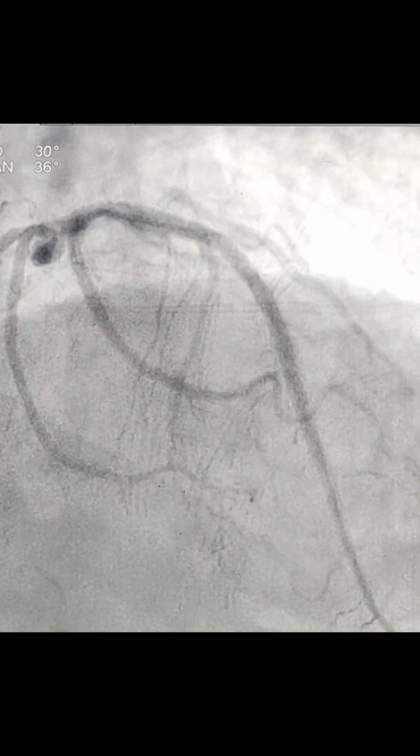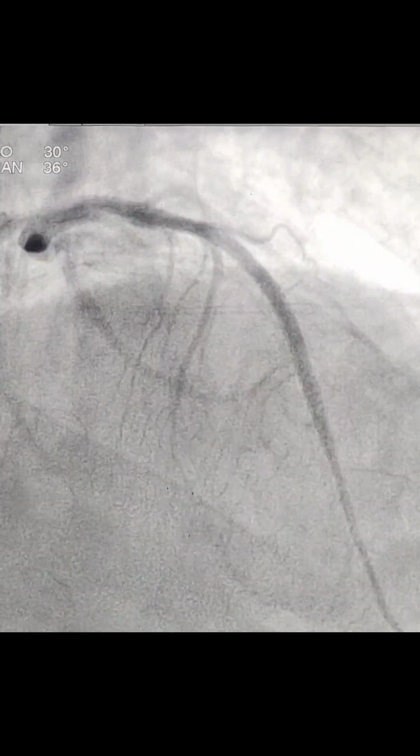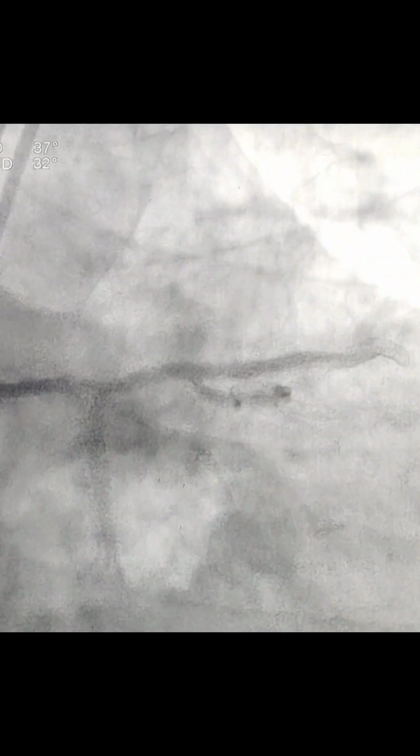And then you can see the wonderful opening of this LAD. This was the LAD CTO, and you can see the wonderful LAD opened. This is the CTO, and this is the cranial view, and you can see how wonderfully it has opened up. So this was a very complicated case. We punctured with the Gaia 2, and then we progressed with the Whisper wire.